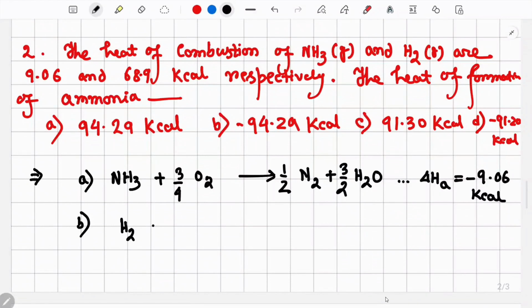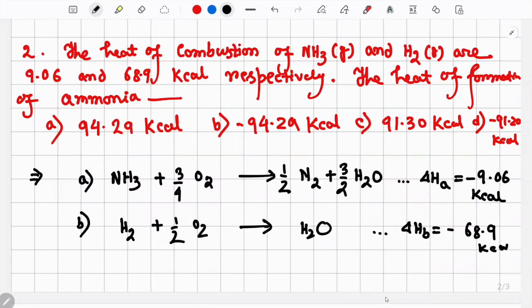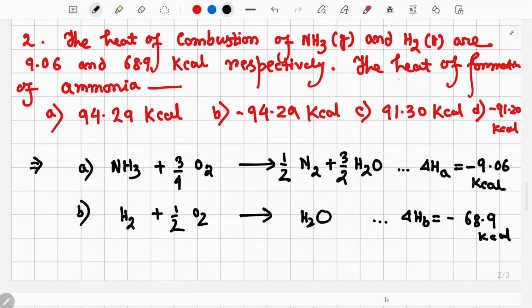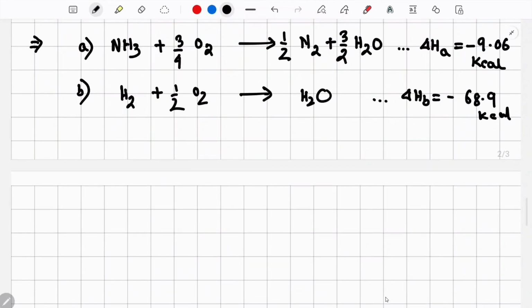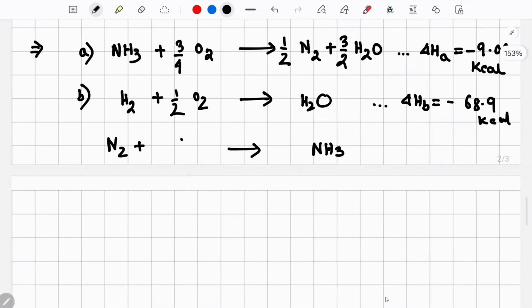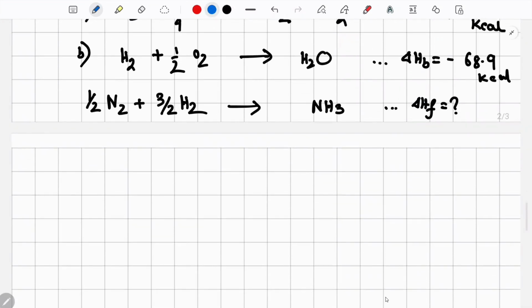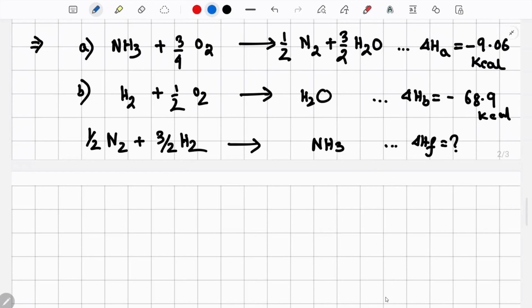Hydrogen we have already discussed, it will give water, and for it is this one. So from here you have to formulate the reaction which corresponds to the heat of formation of ammonia. Heat of formation of ammonia means you have to prepare 1 mole of ammonia from N2 and H2. So it is half N2 plus 3 by 2 H2. How can you do it? First reaction in reverse and second reaction multiplied by 3 by 2. That's it.